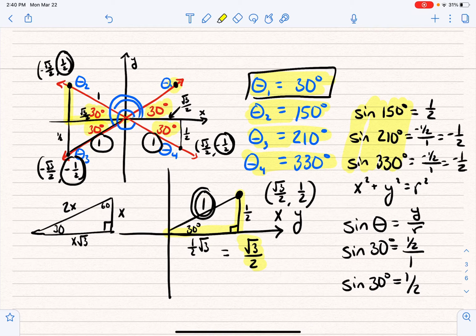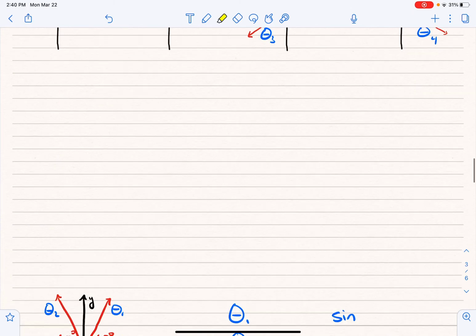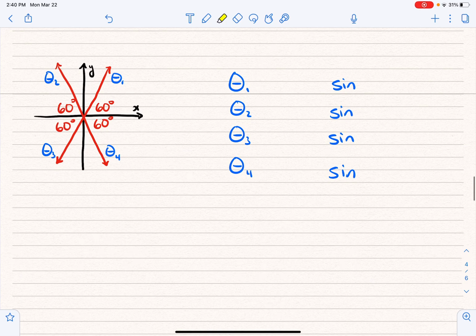So I'd like you to give this a try. Hopefully you've caught along enough to follow, but I want you to try this one right here. This one, I've changed it, so now the reference angle is 60 degrees. Again, I still have theta 1, theta 2, theta 3, theta 4. And I want you to find the sine of each one of those. So you can pause the video right here and give it a shot. I know you can do it. And see if you can try it on your own, and then I'll do this one for you.